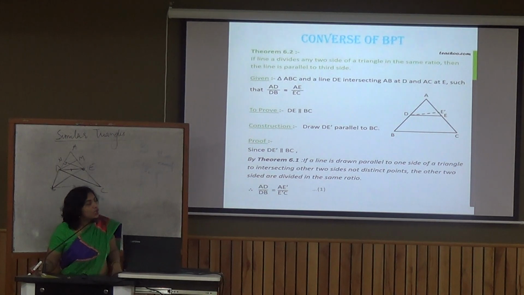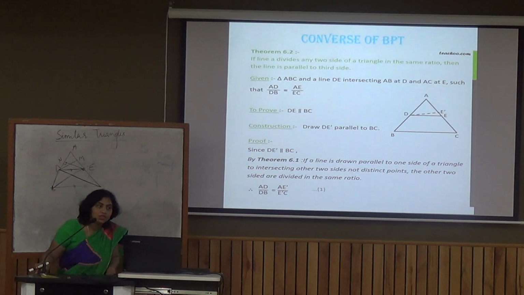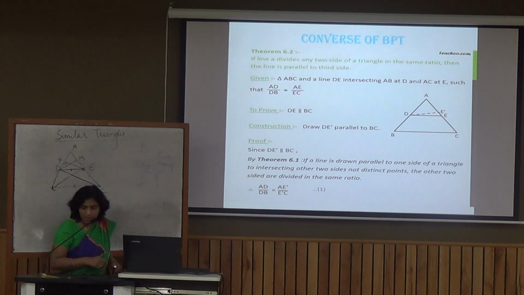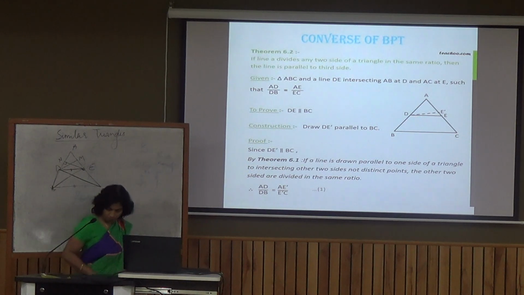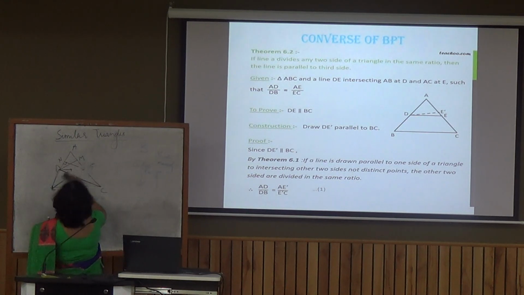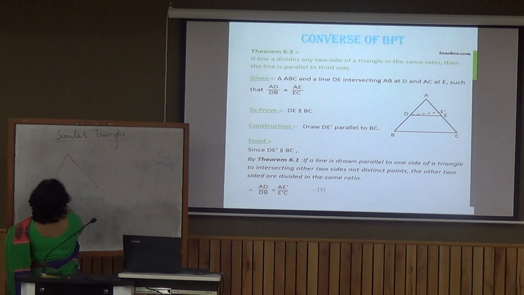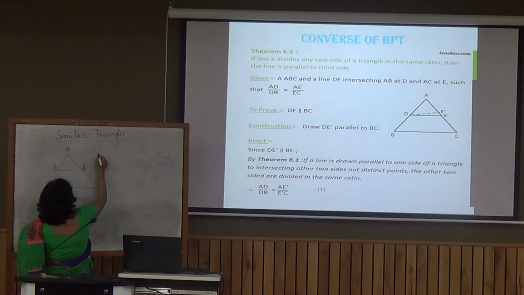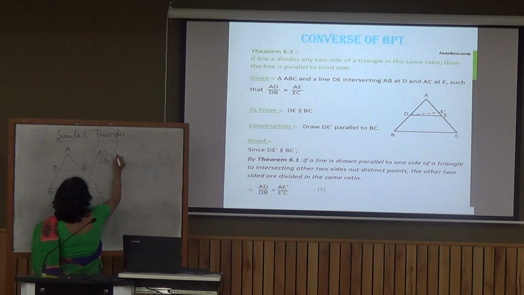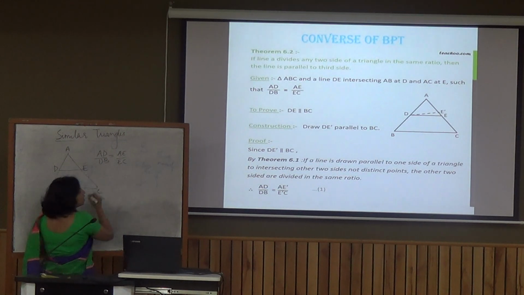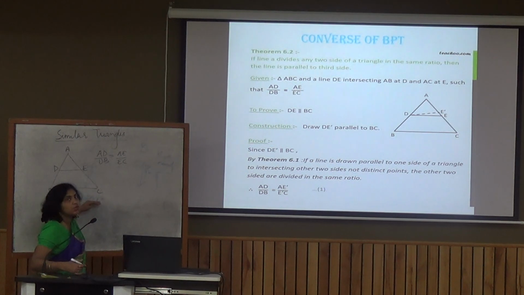Let's look at the converse of the BPT theorem. It says if a line divides any two sides of a triangle in the same ratio, then the line is parallel to the third side. Again we move on to the structure of the theorem. We make the figure triangle ABC. There is a line DE which divides it such that AD upon DB is equal to AE upon EC. Now we have to prove that DE is parallel to BC.